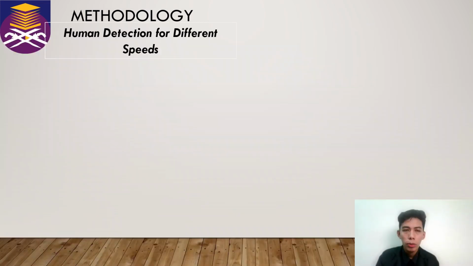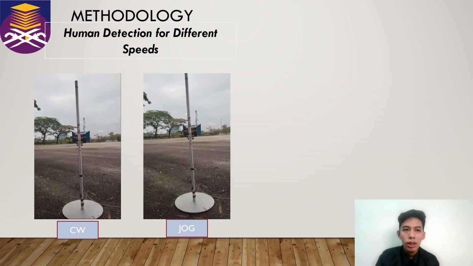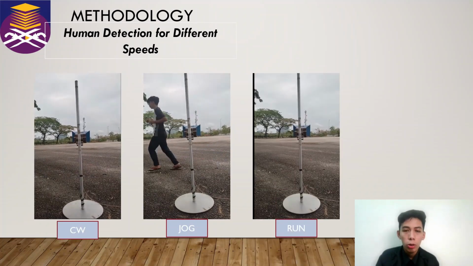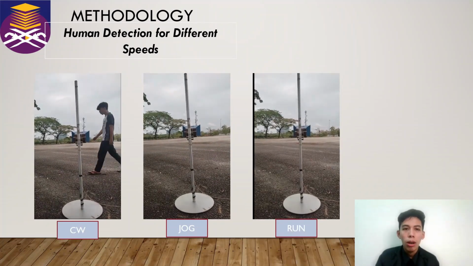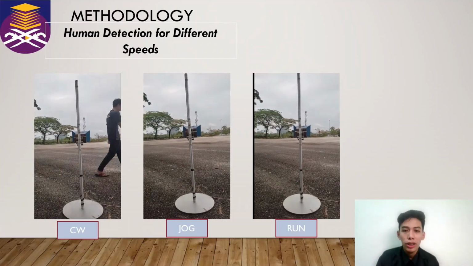Next, I will explain my activities for detecting humans at different speeds. The first one is casual walking. The target will cross the baseline at a speed of 3 km per hour. Next is jogging at 7 km per hour, and the last is running at 13 km per hour. All these activities imitate the illegal entry of invaders.